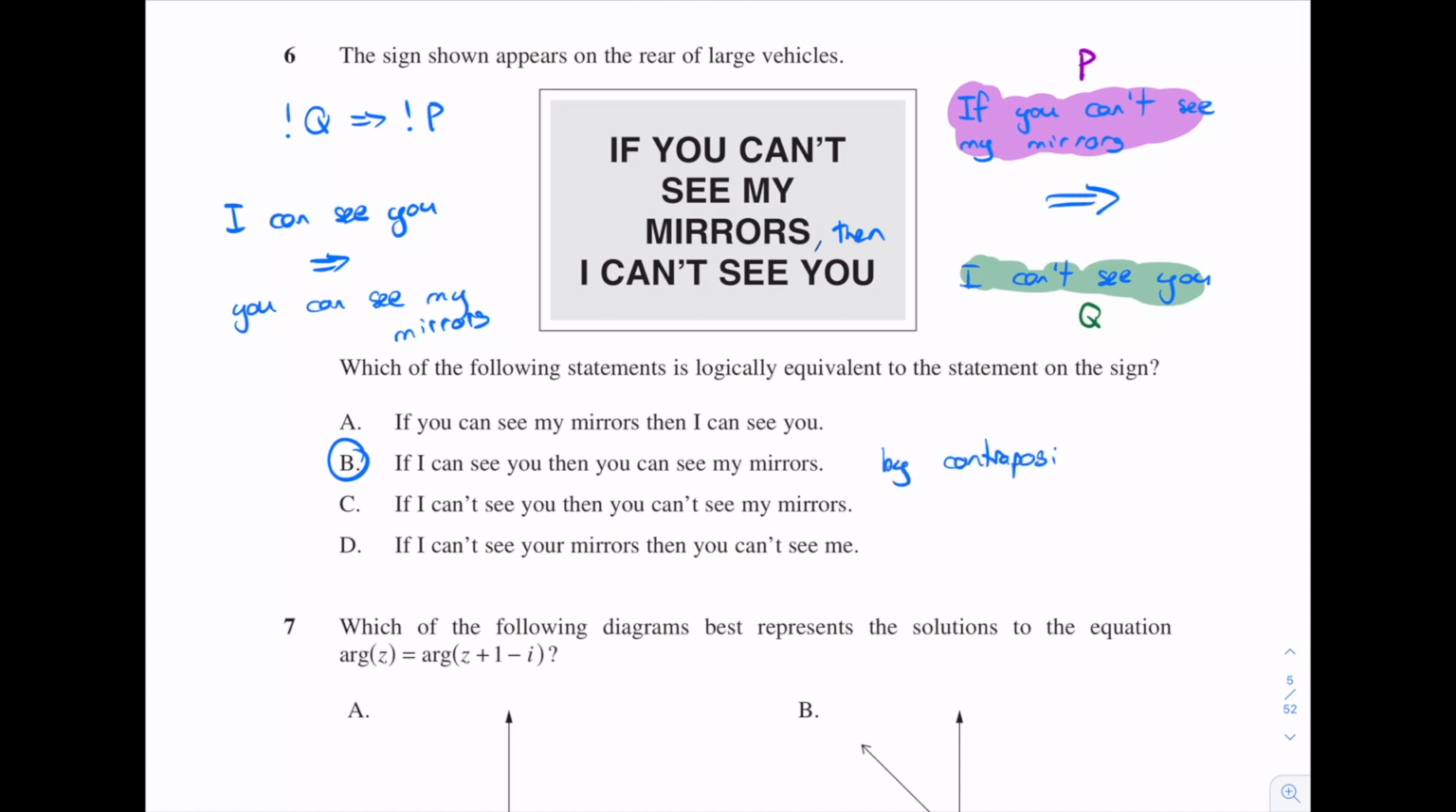I would really expect a contrapositive question to pop up in multiple choice because it's an easy thing to assess in multiple choice.